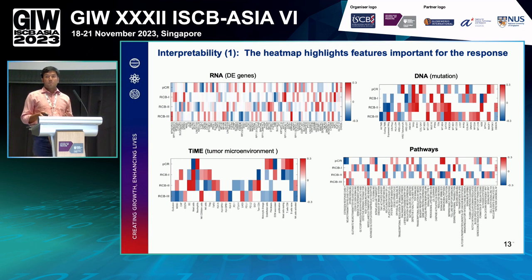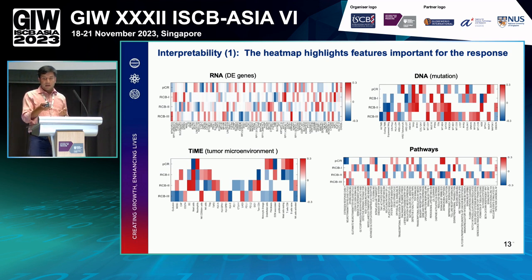So now the question: why does our model perform better? We try to answer here. We call it the interpretability of the model. You can see there are 4 heat maps based on RNA, DNA, tumor microenvironment, and also pathways. The unique thing is that our model can extract response-related features, so on the y-axis you can see the response categories, pCR and RCB, and the x-axis shows the influential features detected by our model to predict.